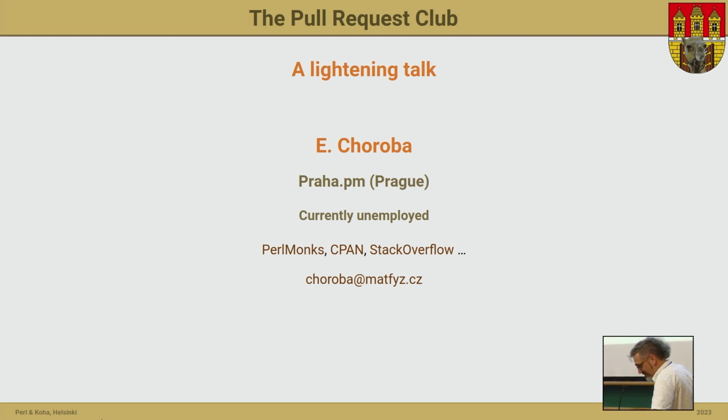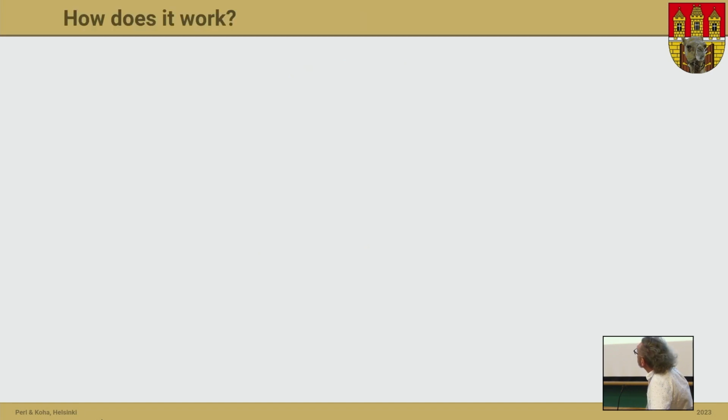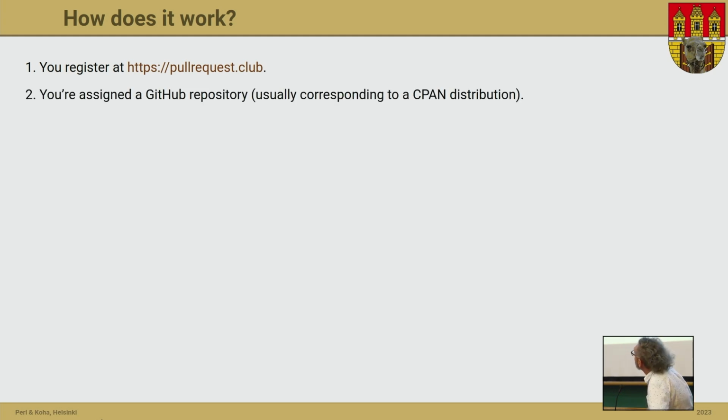So, how does it work? You register at pullrequest.club. You get assigned a GitHub repository which usually corresponds to a CPAN module, but it works for other languages than Perl as well, so it might be something completely different. And you submit a pull request during a month, and next month you get another assignment, and so on.